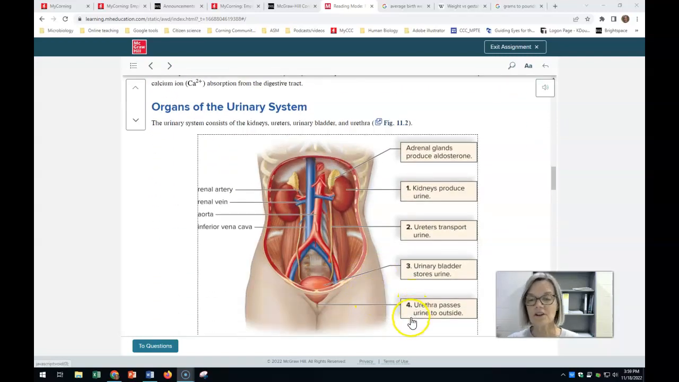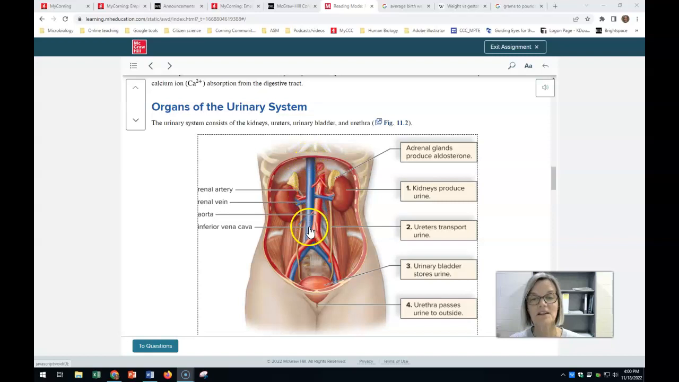The organs of the urinary system are in this diagram, and I'm just going to go over those organs and their functions. In the rest of the chapter, there's a lot more detail about these organs and how they function, but I'm not going to go into all those details. So we're just going to do the really basics here. So here's the urinary system.